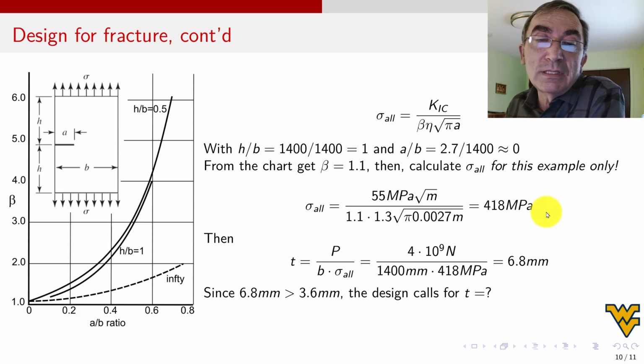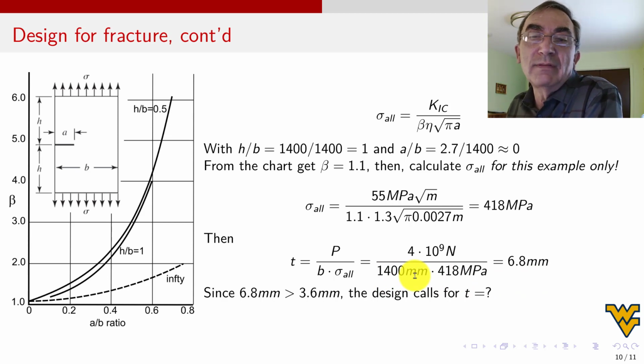Now, the nice thing about the sigma allowable is that now I can say the thickness is P over B sigma allowable, because sigma is P over T B, nominal. And so I can come up with this formula. I put 4 meganewtons, B is 1400, and 418. And why 1400 and not 1400 minus 2.7? Because when we do fracture, we use nominal, like if the crack is not there. And I get 6.8 millimeters.